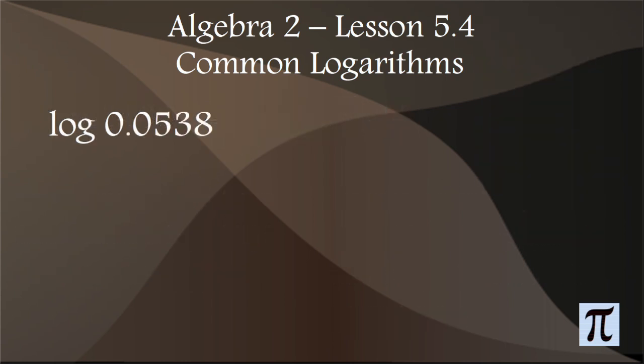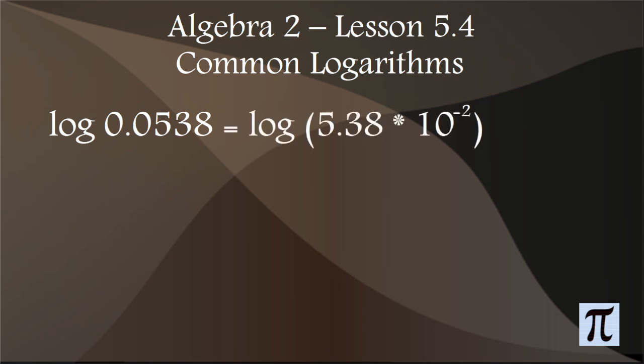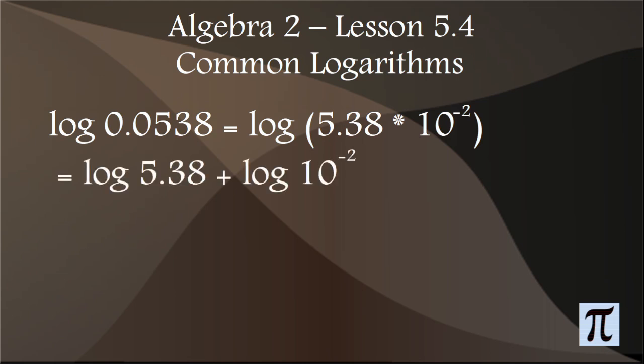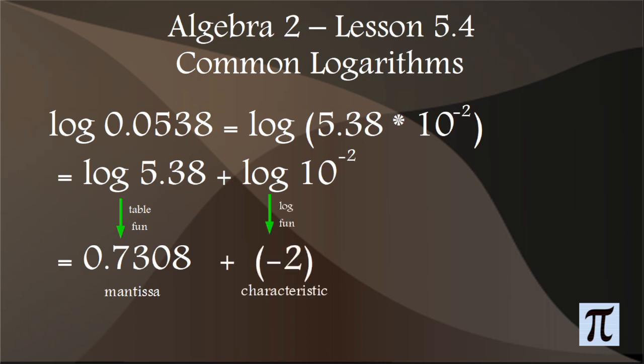Let's look at this example, the log of 0.0538. First, we'll rewrite it in scientific notation as log of 5.38 times 10 to the negative 2, because we're moving the decimal point the other way. And because we're taking the log of two things being multiplied, we'll split it into a sum of two logs. And if we used our table, we'd find that the mantissa is 0.7308. And we know our characteristic is -2. And if we add those together, we get -1.2692.